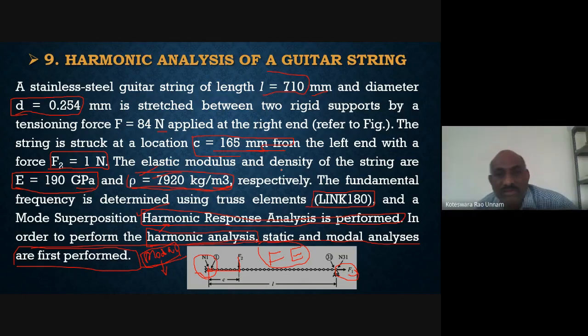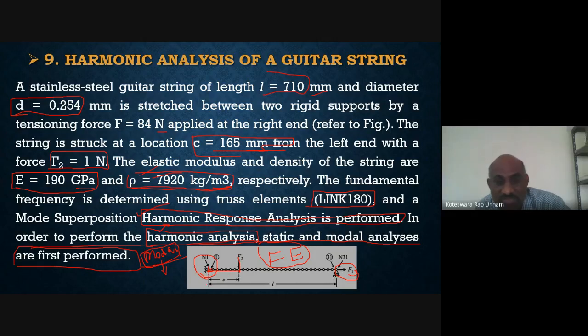So generally the approach here is, this is the length which is 710 mm, which is nothing but, if I convert that into meters, 0.71 meters. First I'll create one node here and then another node here, because I know the coordinates for this node.